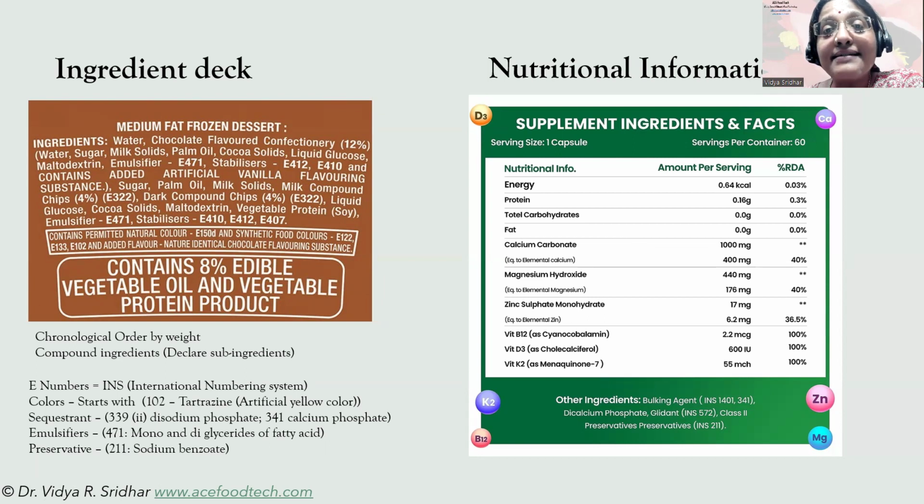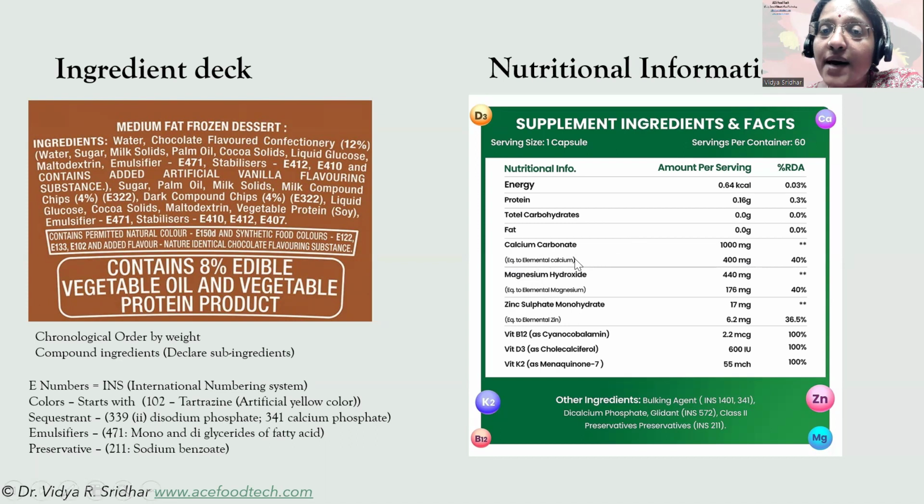And then it also has certain micronutrients. Micronutrients could be any of these minerals or vitamins. Now, if you notice here, the minerals and vitamins are also written as, let's say, calcium carbonate. It says that calcium carbonate is present at 1000 milligrams, but then it has an equivalency to elemental calcium. So how much elemental calcium is present in that calcium carbonate? Only 400 is present. That 400 is the one that is important for us.